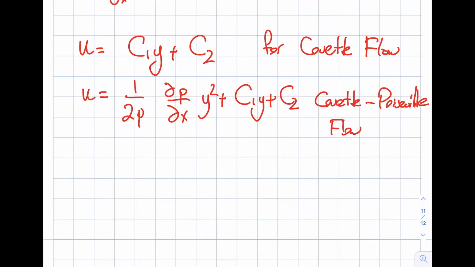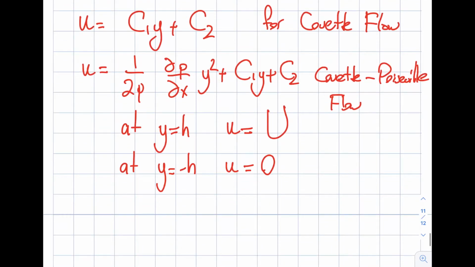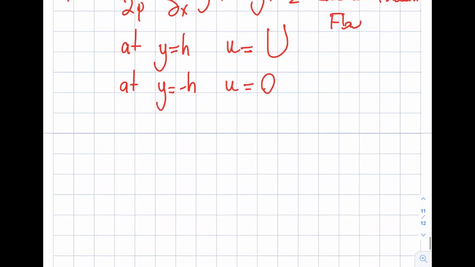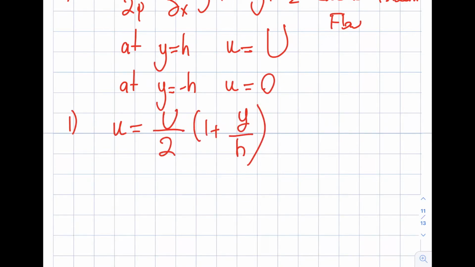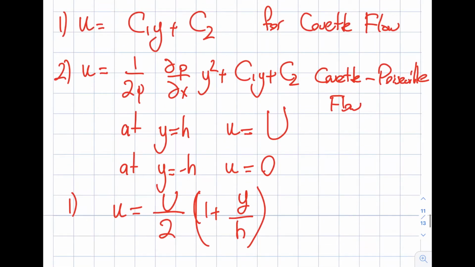What are the boundary conditions? In either equation, actually, it's the same. At y is equal to h, at the top plate, u will be equal to some constant. I'm going to call this capital U. And at y is equal to minus h, I will get u is equal to 0, identical to the Poiseuille flow case. Let's call this equation 1, and this equation 2. If I do the first equation, I will get u equal to capital U over 2 times 1 plus y over h. You can see how I obtained this, right? I put this here and this here, 2 equations, 2 unknowns, and find it.